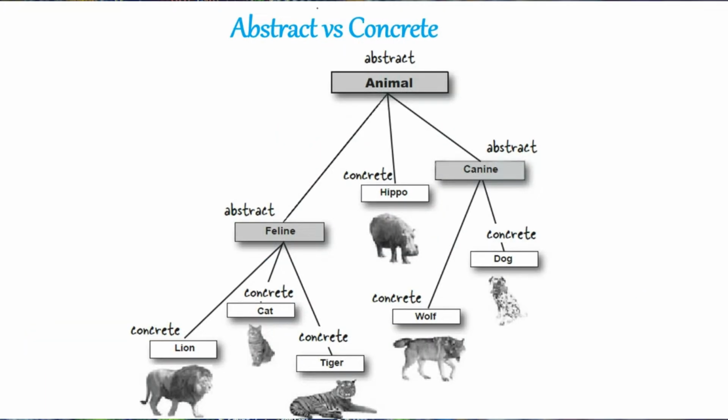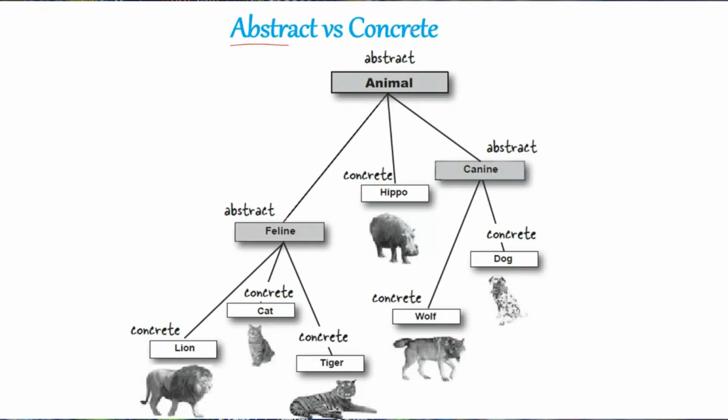Now here comes abstract versus concrete. So what is an abstract class? The object cannot be created. The object cannot be instantiated. What is a concrete class?